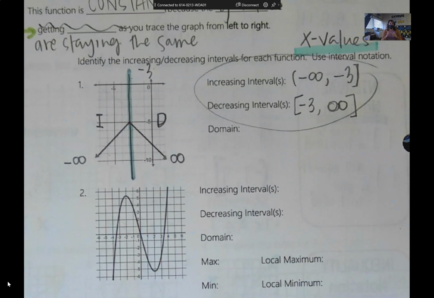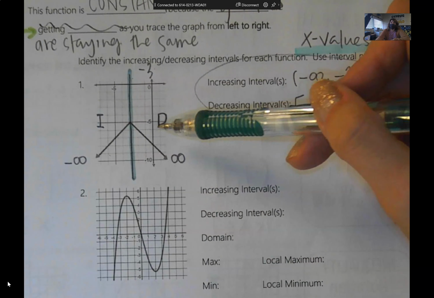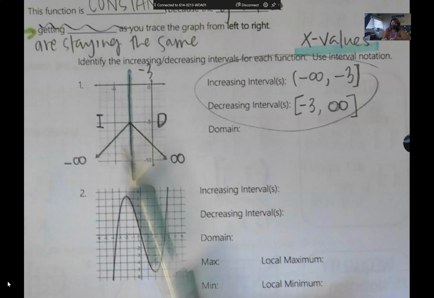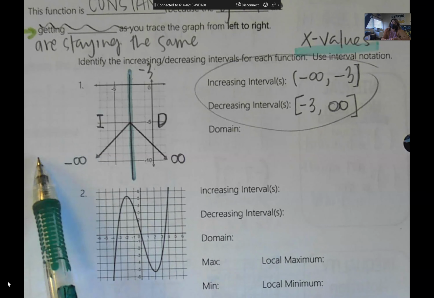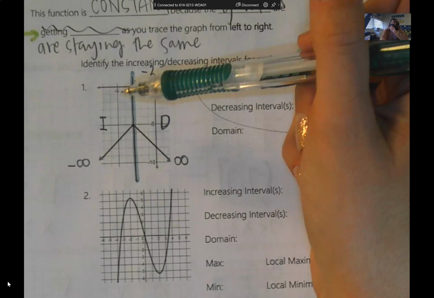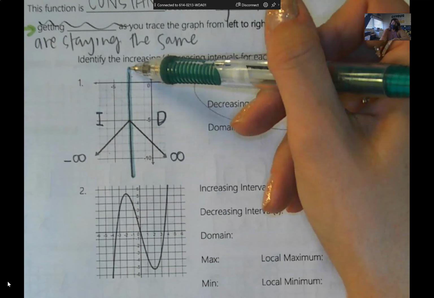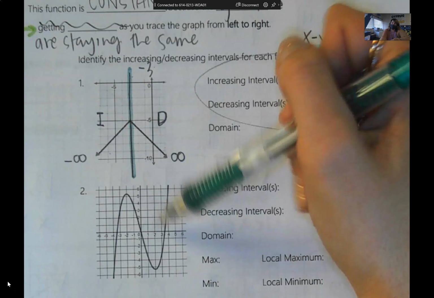Was that a yes? Okay, I'm going to say that one more time. So you have two different values going on here, right? We have what the x values are. That's what happens when you move from left to right. And then we have what's happening with the Y values. That is whether or not your function is going up or going down.